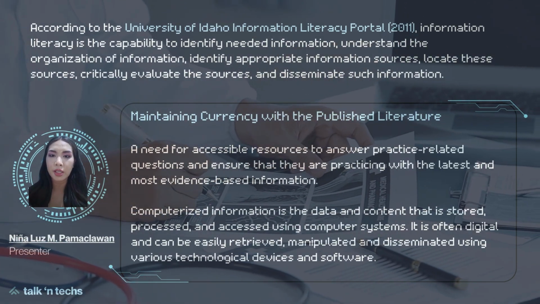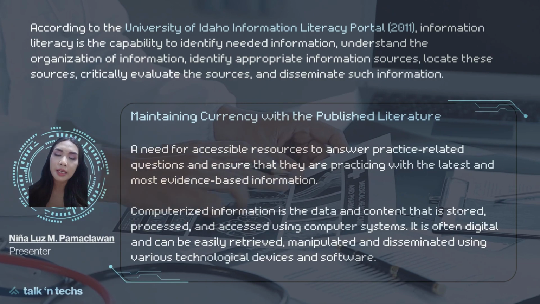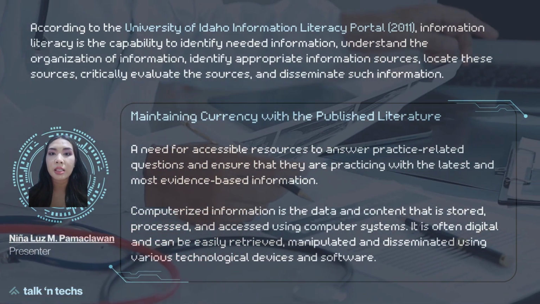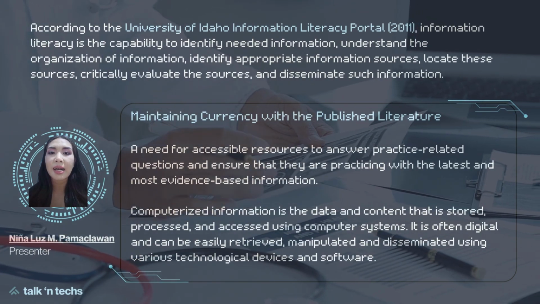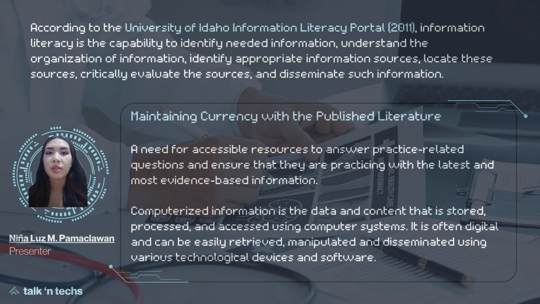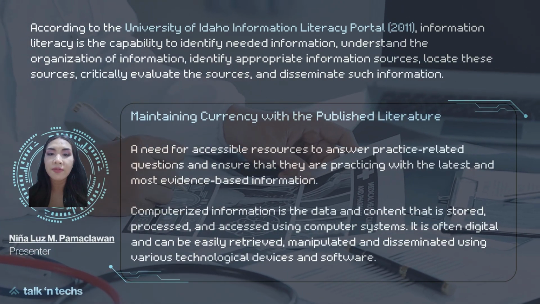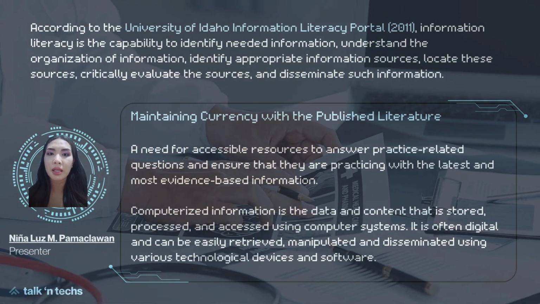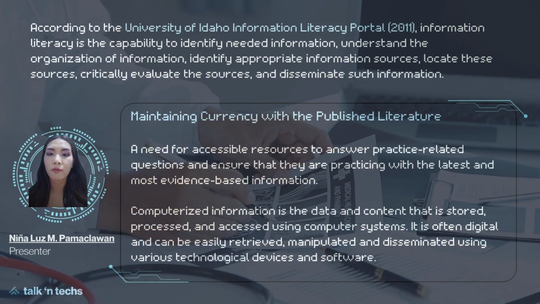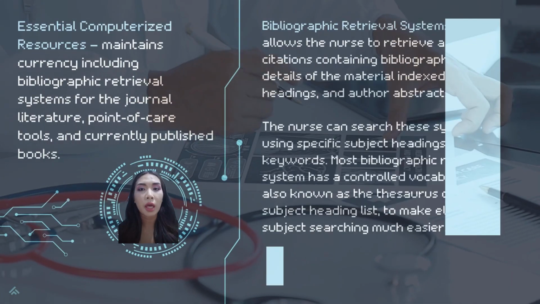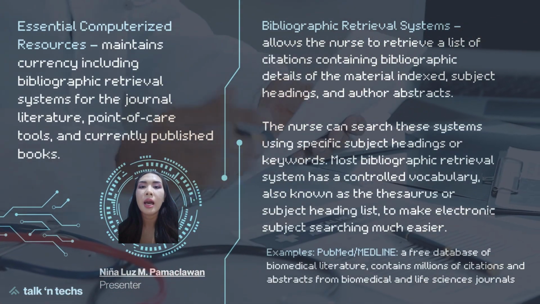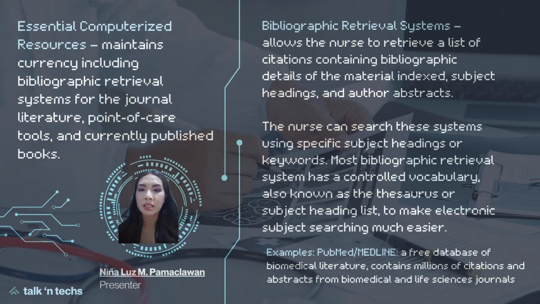evidence-based information. Computerized information, on the other hand, is the data and content that is stored, processed, and accessed using computer systems. It is often digital and can be easily retrieved, manipulated, and disseminated using various technological devices and software. So we have two types here: the essential computerized resources and bibliographic retrieval system.